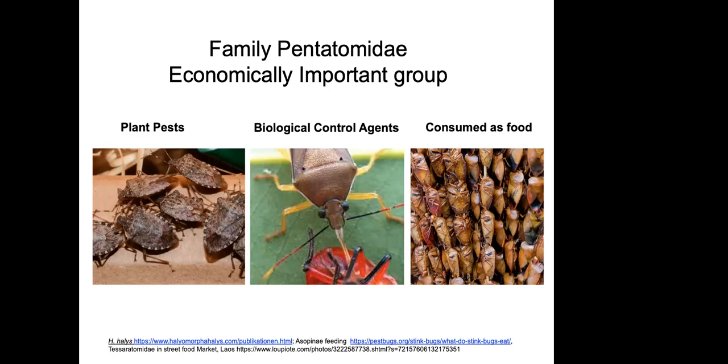We know pentatomids are important plant pests, with one of the most important plant pests currently with a worldwide distribution, Halyomorpha halys, which is basically eating all the crops around the world. But also pentatomids are important because they can act as biological control agents. There is a small group that feed on other invertebrates, mainly holometabolous insects, which is the asopines. And then we cannot forget the fact that many species are consumed locally as food, providing a good source of proteins to the diet.